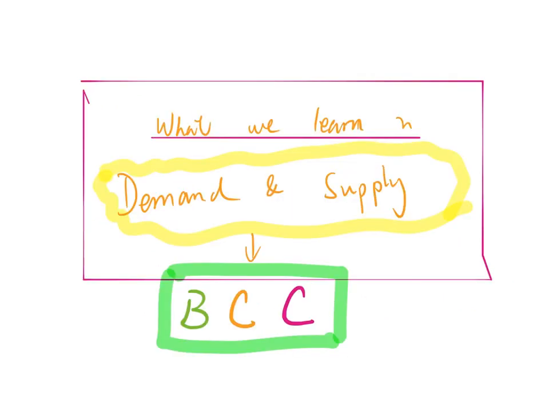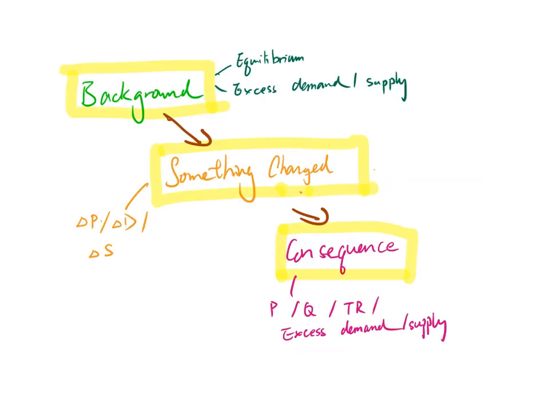Here we have to learn about the basic logic of demand and supply. Actually, do not try to memorize all the diagrams, because the demand supply diagram is an analysis tool. So we have to learn about the tool. That is the BCC. And what is BCC? They are background, B for background, C for change, and C for consequence.